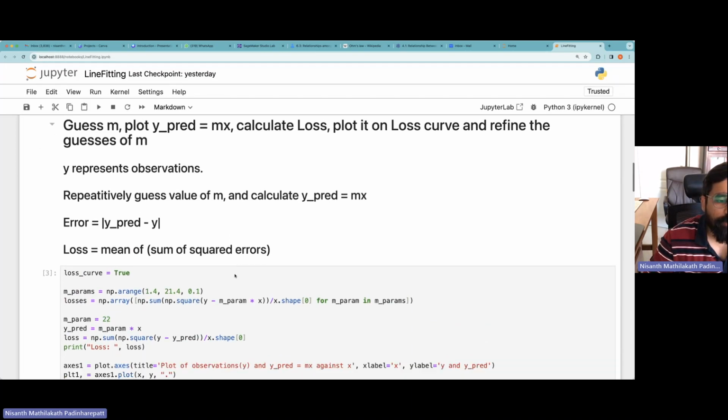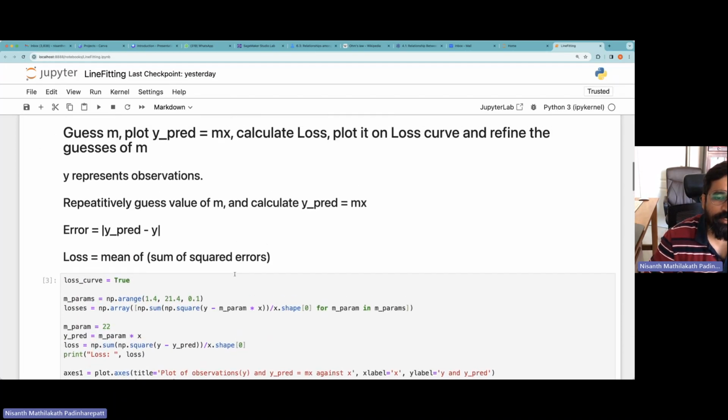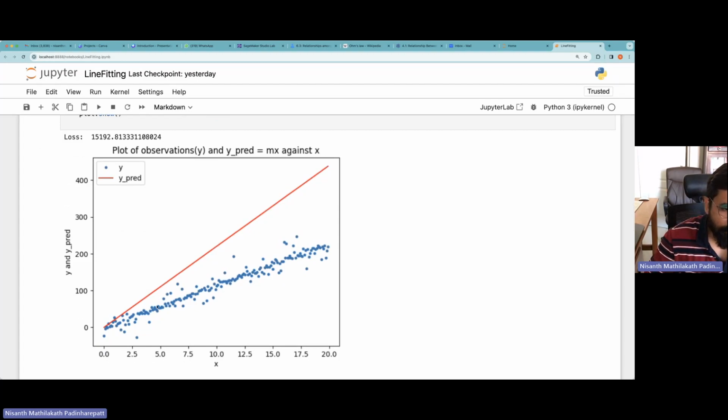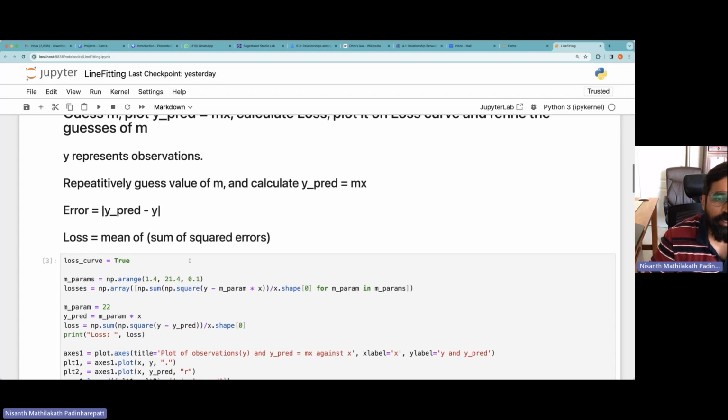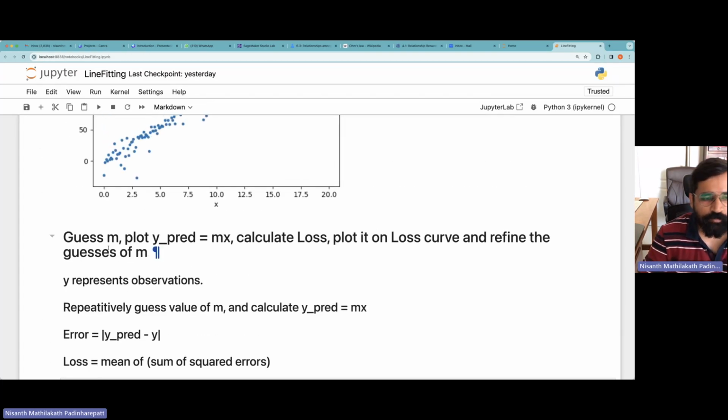How did we calculate loss? We summed up the errors. What is the error? The vertical distance of these points from this line. That is the error. And we summed up the errors and we got a loss. So first thing is guess the parameter of the line and hence the line, and then plot the line and calculate the loss. And the next step is plotting the loss curve.